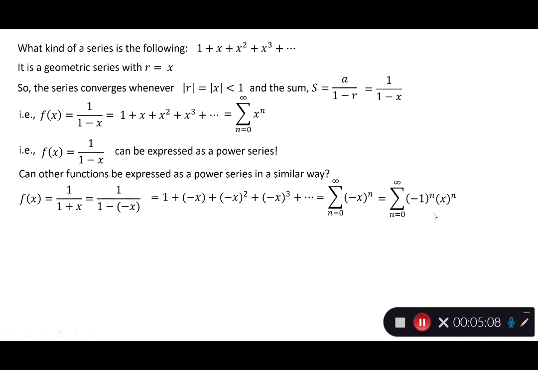Yeah, it is, because it is in the form of sigma n equals 0 to infinity c sub n times x minus a to the n. A happens to be 0 here. So c sub n is negative 1 to the n, and a happens to be 0. So we could write another function, 1 over 1 plus x, as a power series. Having started with 1 over 1 minus x as a power series, we got another function that we could.